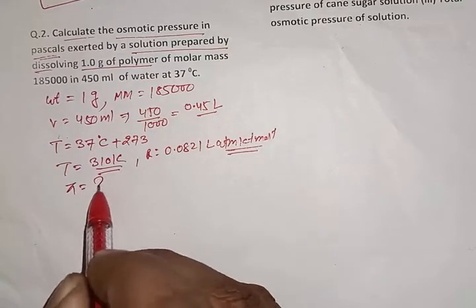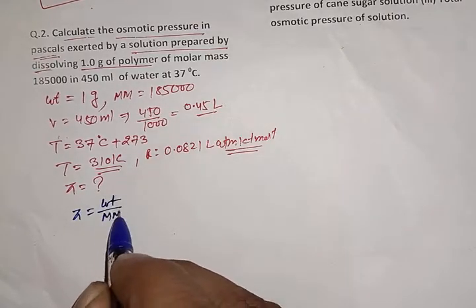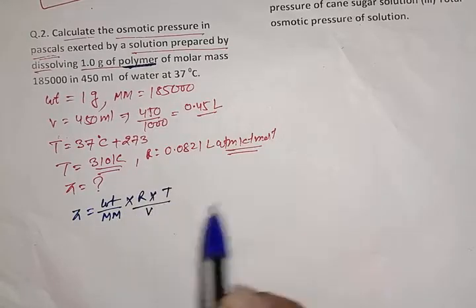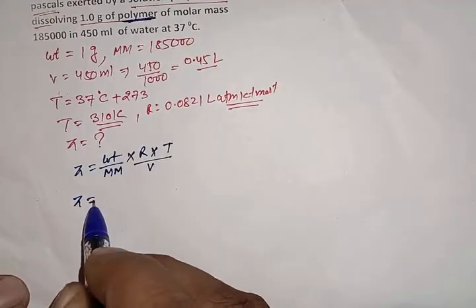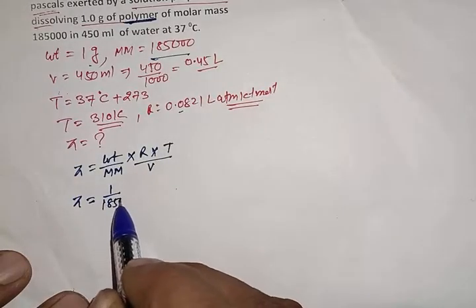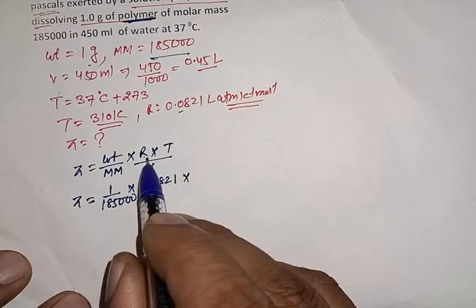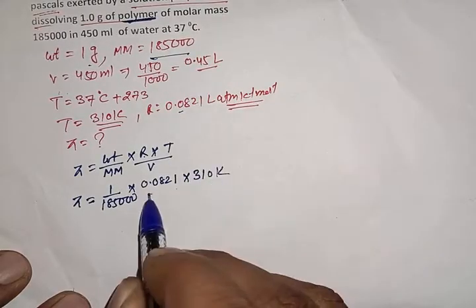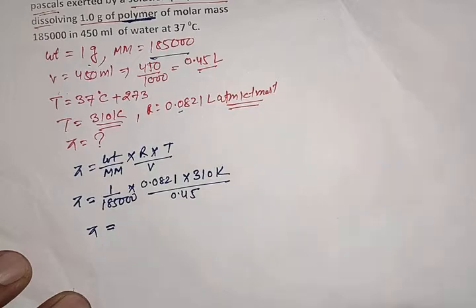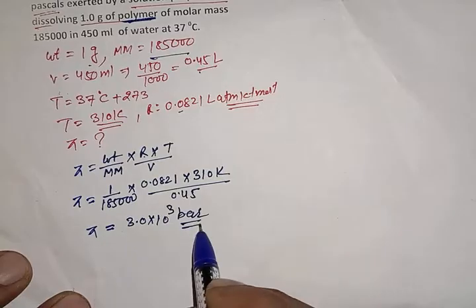So the osmotic pressure pi is what we have to determine. We know that pi is equal to weight of solute divided by molecular mass of solute, the solute in this case being the polymer, into R into T, divided by the volume of the solution. So pi is equal to the weight of the solute, 1 gram, divided by the molecular mass of the polymer, 185,000, into R value 0.0821, into temperature 310 Kelvin, divided by the volume of the solution, 0.45 liter. On solving this equation, pi will be 3.0 into 10 raised to the power 3 bar. We can change this bar into Pascal further.